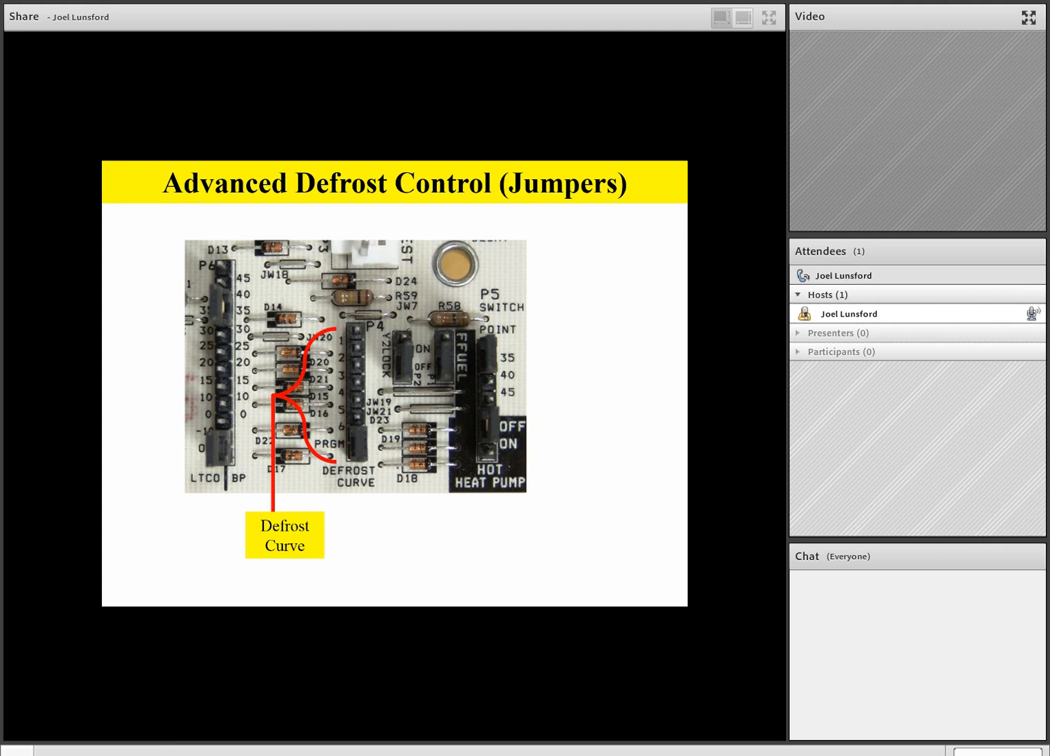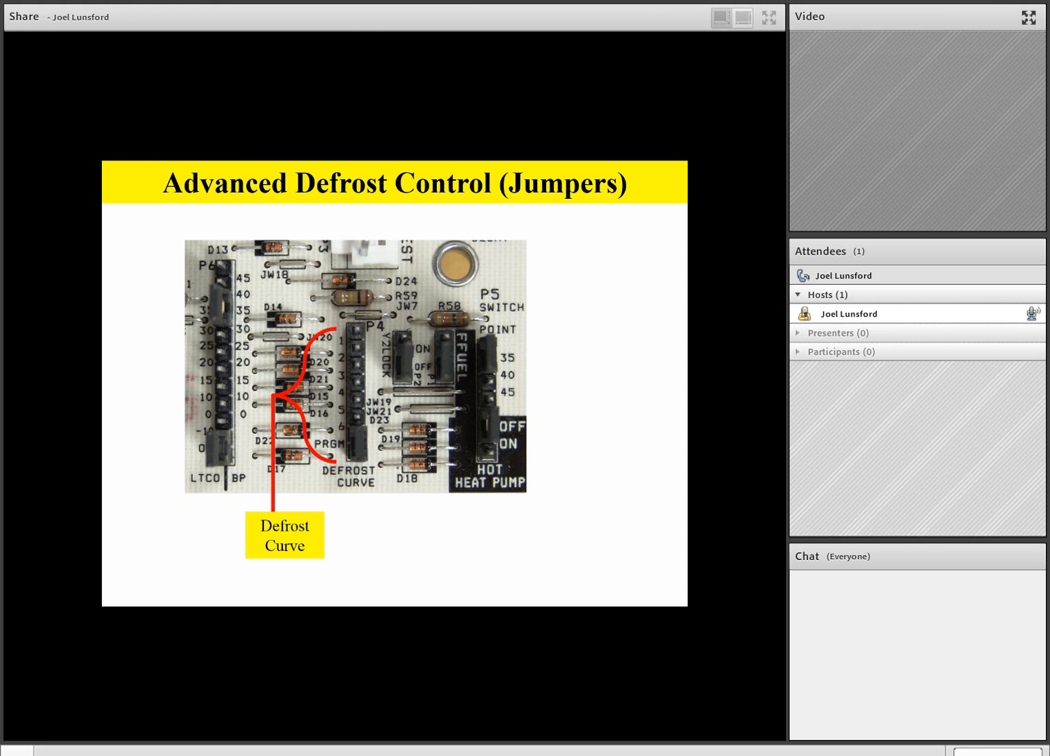Now, it should be noted that on the bottom of those pins, you see there's a label that says PRGM. That's program from the factory. So the factory boards will always have a PRGM jumper on the programmed position. However, on a replacement board, you'll select either jumper position 1, 2, 3, 4, 5, or 6 based on the tonnage of the outdoor unit.